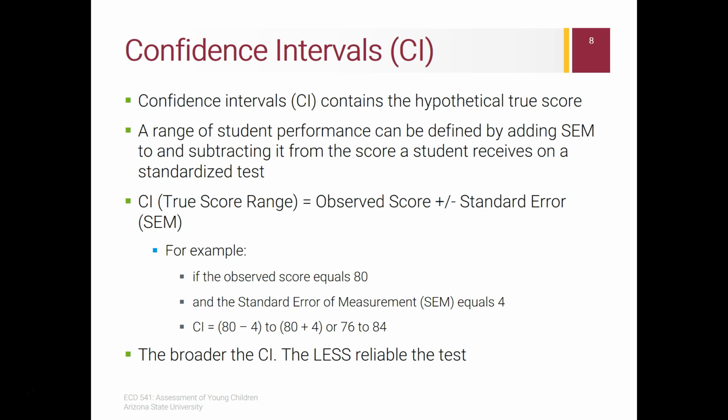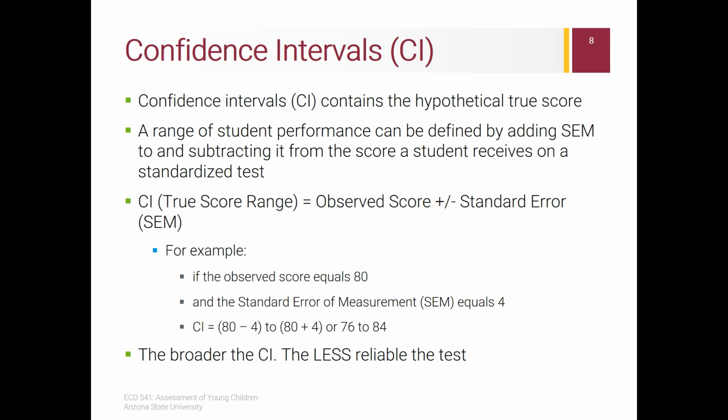As I keep saying, no test is perfect, and because no test is perfect, we use another important concept to estimate where a child's true score might lie. Confidence intervals, or CI, provide a range of scores within which a child's true score lies. It is based on his or her performance and the standard error of measurement of the test. The formula is CI equals the observed score plus or minus the standard error.